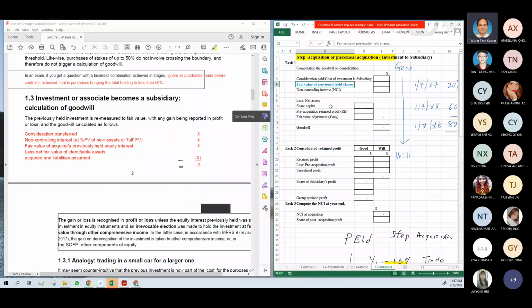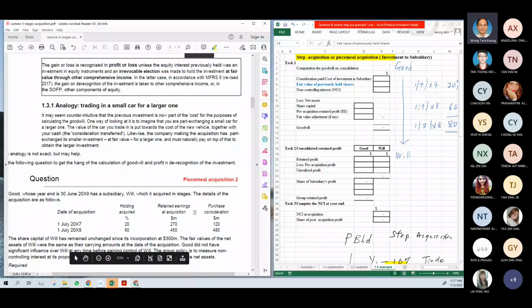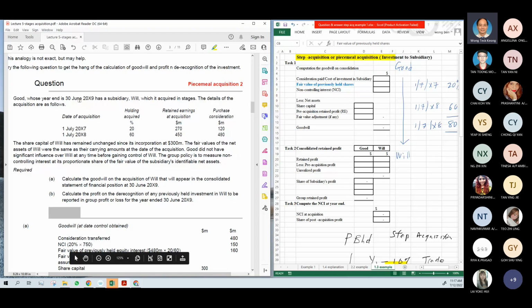Okay, let's do one example of how we do it. Question 1, piecemeal acquisition. In this case, a company called Good, whose year end is 30th June, has a subsidiary called View. View is a subsidiary.